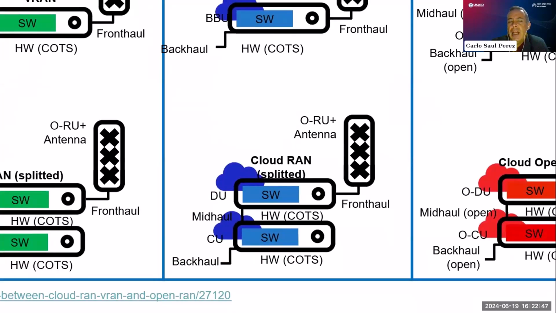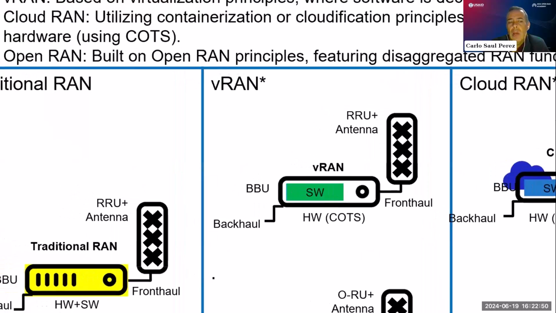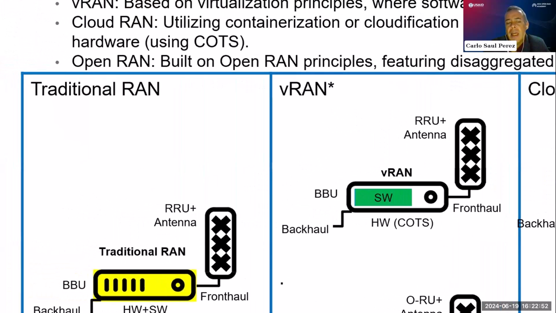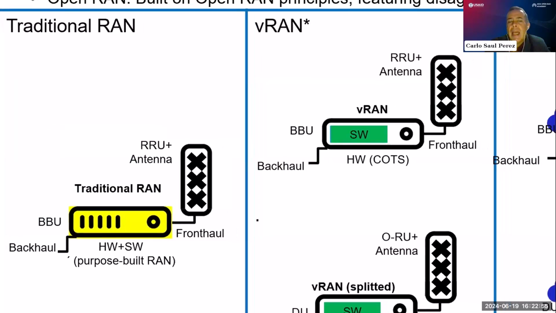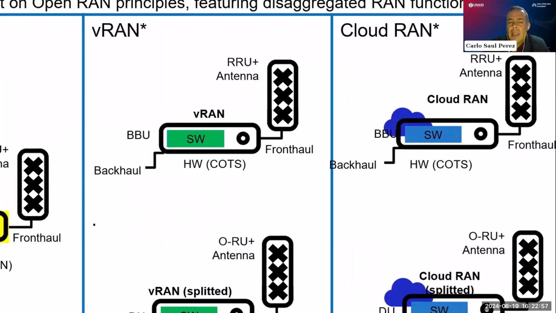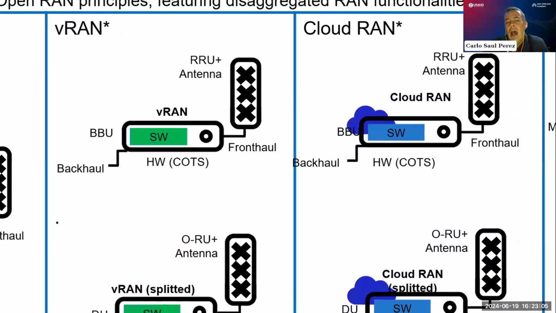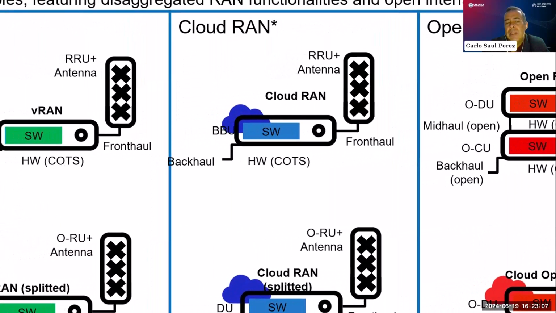So you have so far three main configurations for RAN. We have the traditional, purpose-built RAN; the virtualized RAN, where you have COTS servers running software using virtualized RAN; and also now the Cloud RAN principles, deploying the RAN software in a cloud environment, allowing this software, this RAN, to work on this cloud ecosystem.